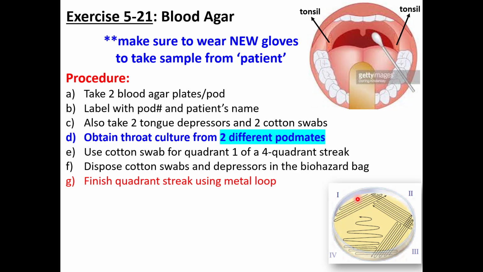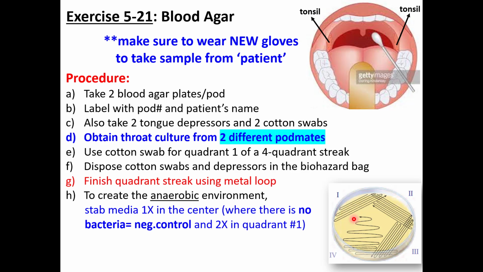So then again, we would take that cotton swab and do the very first quadrant, and this one will be easy because it's just from the cotton swab. And then we would put that cotton swab in the biohazard bag just in case, because we don't know what you have in your throat. And then we would finish all the other 3 quadrants using your metal loop, and you guys would know how to do this. You would have to flame in between each quadrant before you go to the next one, and follow that pattern of the 4-quadrant streak.